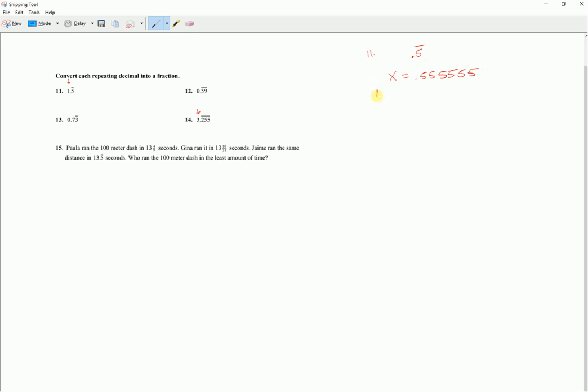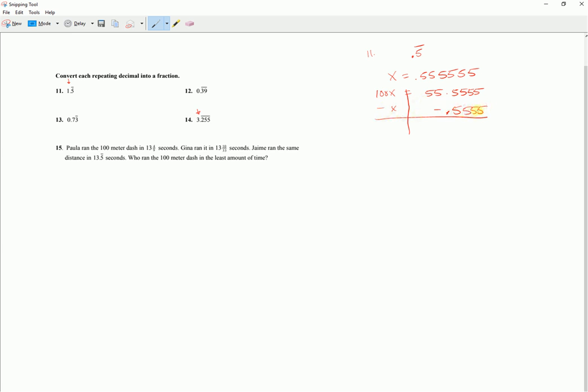And then the next thing I'm going to do is I'm going to times both sides by 100. So that becomes 55.5555 forever and ever. And then I'm going to subtract x from both sides. And this step is probably the most confusing of all of them. Remember that up here we said x is equal to this decimal. So on this side I just write minus x, but on this side I put the minus 0.5555 forever.